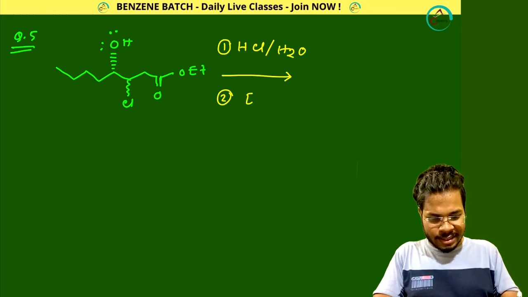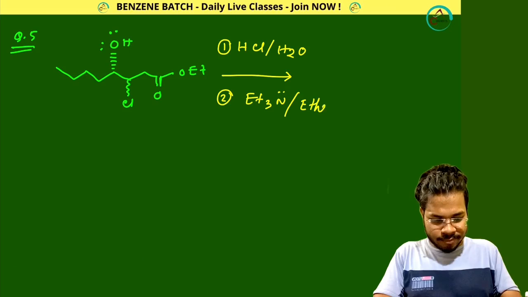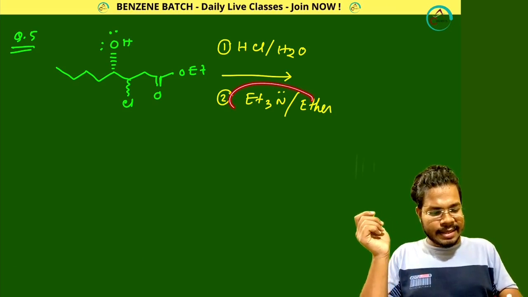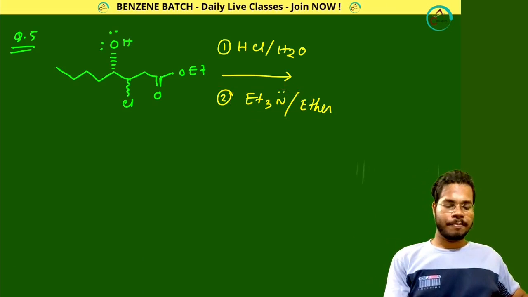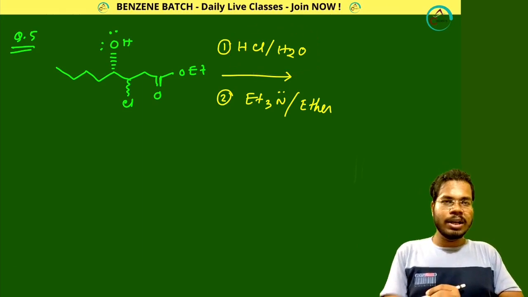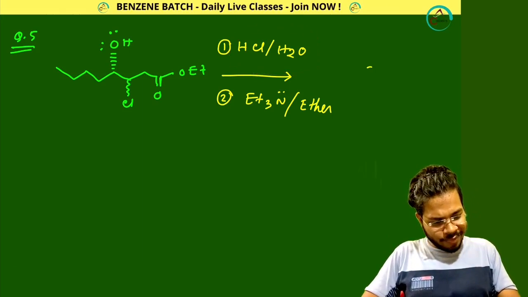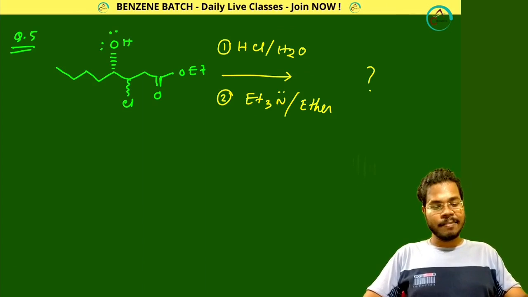Second of all, you will be adding this base, and the medium will be ether medium. That means this step will be your E1cB step. But the first step will give you a different product. So what will be the final product?